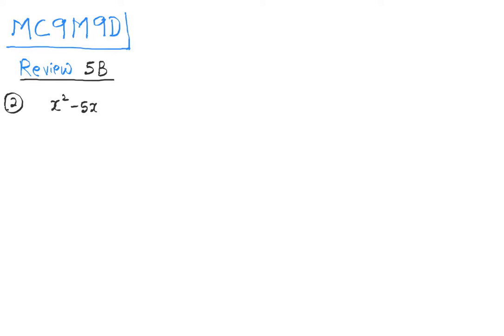Okay, class, review set 5B question 2. First of all, you have to get the point of intersection. So you can either use your graphic calculator to plot the two graphs, y1 and y2 as 2x minus 5. Okay, you plot, then you find the point of intersection.